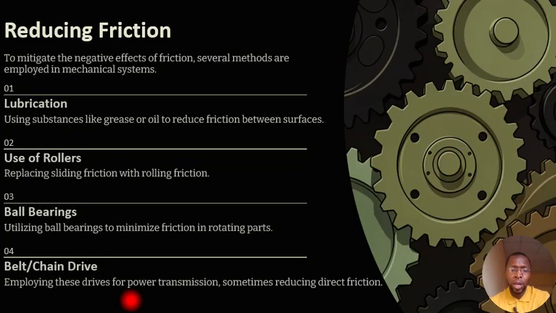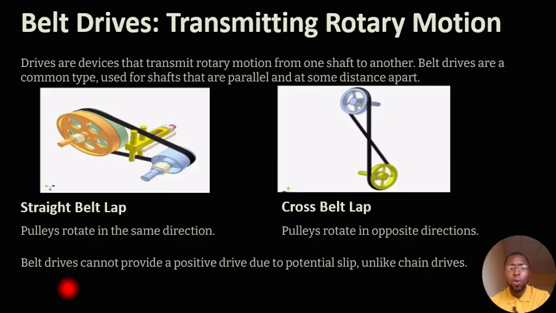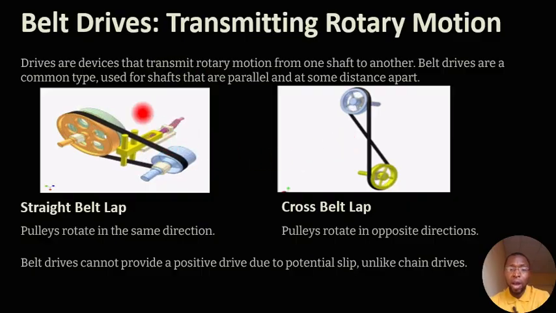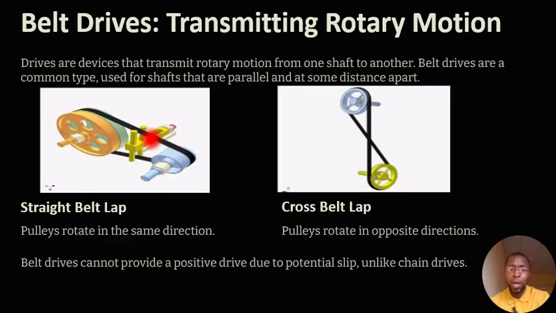And then this will lead us to the next topic called the belt drive. Let us now explore in detail what belt drive is. What are belt drives? You can see them here. These are the major two types. Generally, drives are devices that transmit rotary motion from one shaft to another. So if you want to transmit motion from one point to another, you make use of a drive. And the one we are looking at right now is called the belt drive.